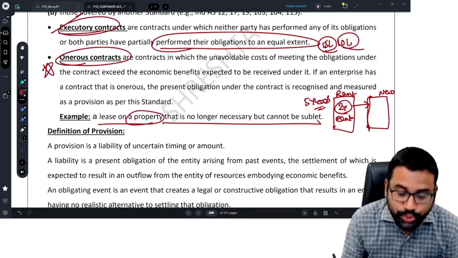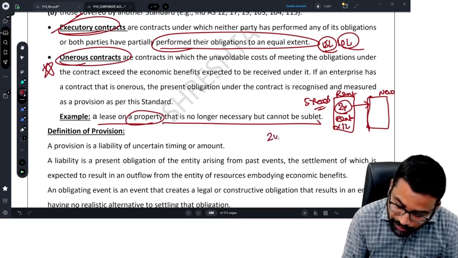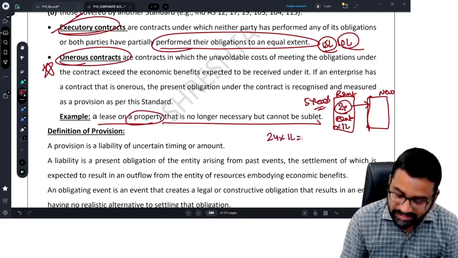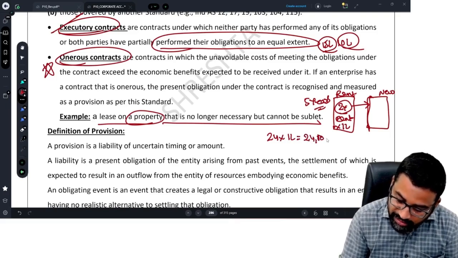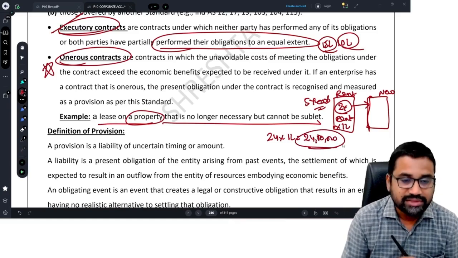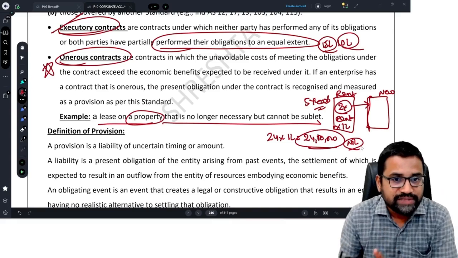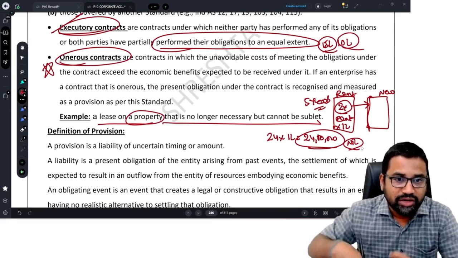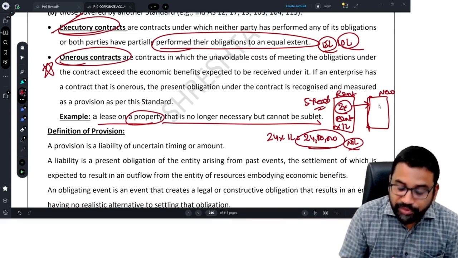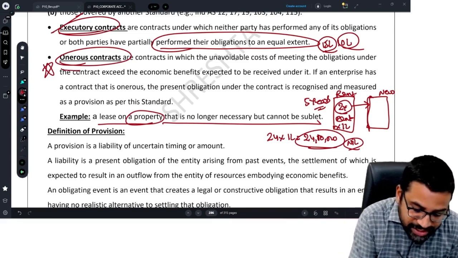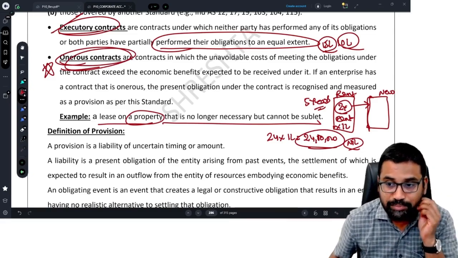Suppose the rent per annum for these 2 years is, for example, 1 lakh per month. So 24 months into 1 lakh every month, we need to pay 24 lakhs in the next 2 years. But what is the benefit we are going to get? Nil, zero. Because this factory we either cannot sublet or cannot use right now because we shifted to the new factory. Now, this type of contract is onerous in nature. If the contract is onerous in nature, this standard is very much applicable.